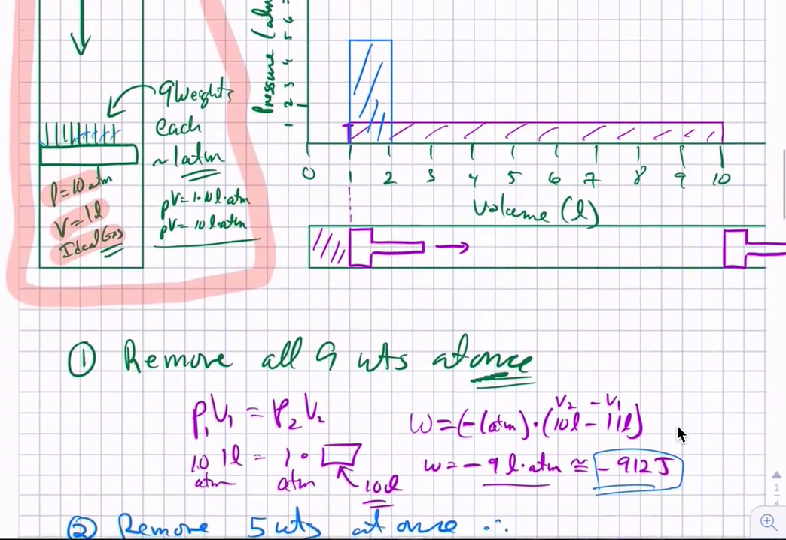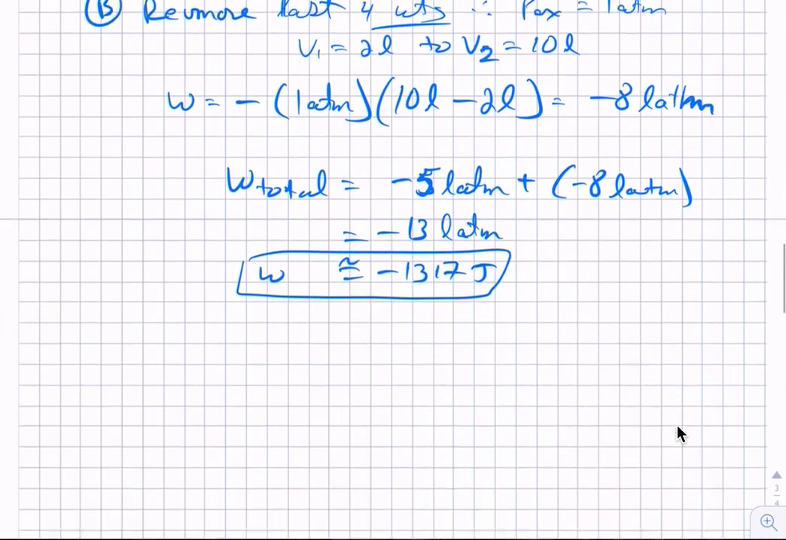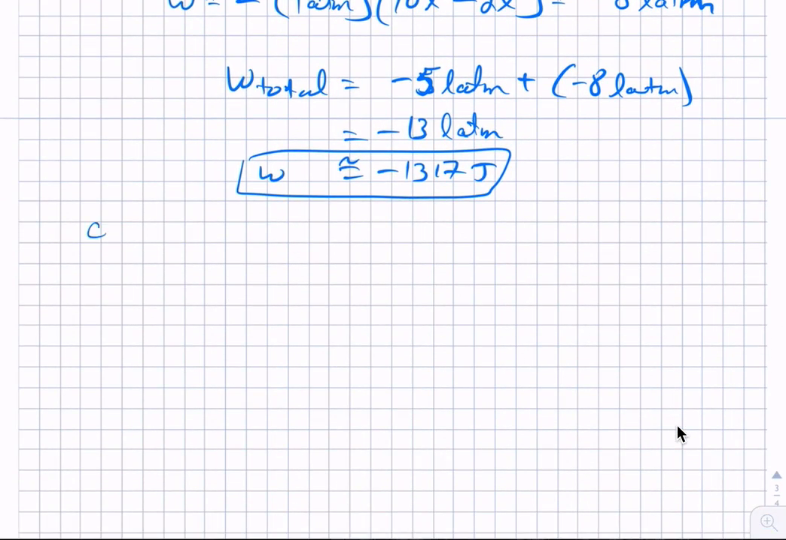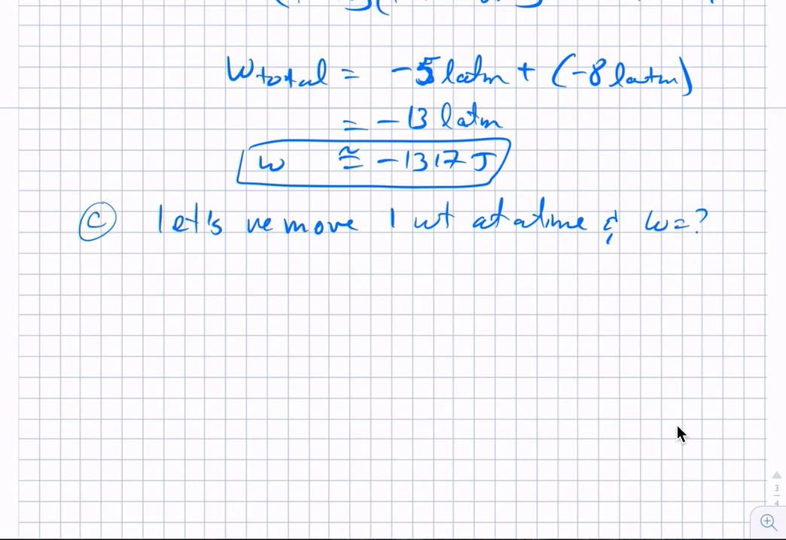Let's graph that up here again. So in that case, step 2, so this was part A. In this case, part B will be that. You can probably see where we're going, or where we could go with this. For this part C, let's just say, let's remove 1 weight at a time. And what is the work equal to then? We won't do that in this screencast, but I think you can see where that would go.